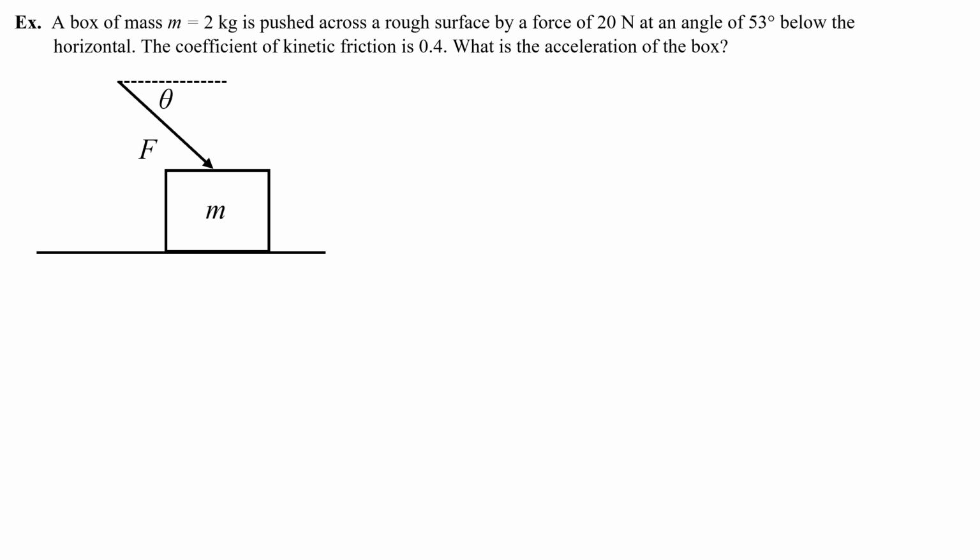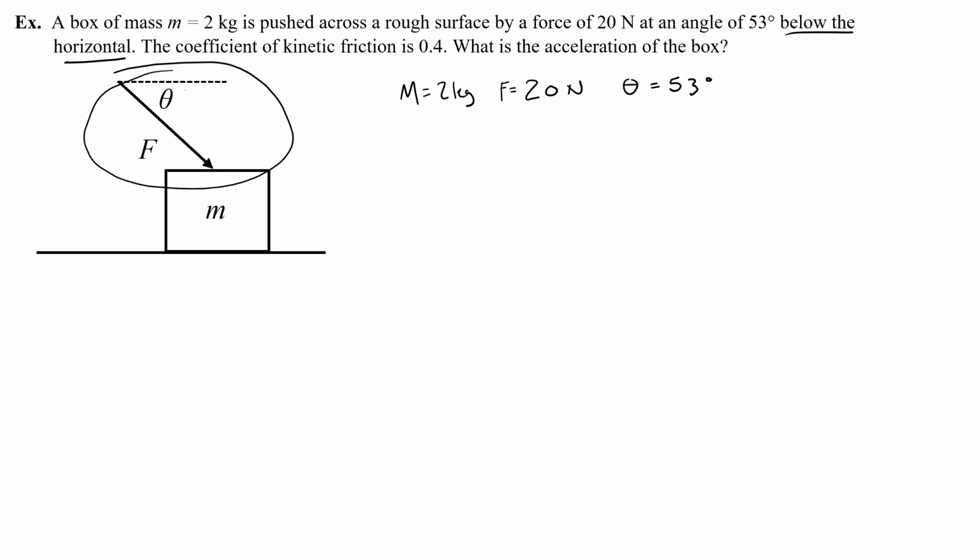Okay, so first of all, let's write down the info, right? 2 kilograms, 20 newtons, what's that? That's the applied force, F. The angle is 53 degrees, and that's below the horizontal. So you just have to make sure, if there wasn't a picture drawn, you would know that the angle is below a line that's horizontal. If you forget what horizontal means, just think about the horizon. It's flat, left to right. And then the coefficient of kinetic friction, mu k, is 0.4. And what is the acceleration of the box? It wants us to find the acceleration.